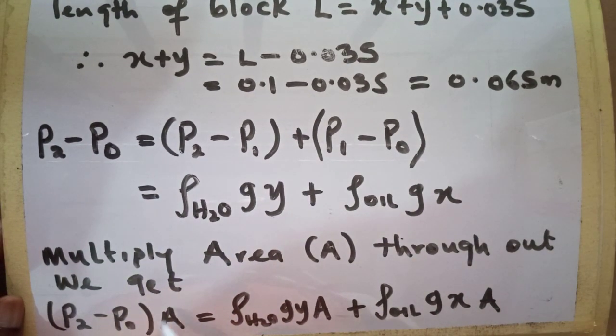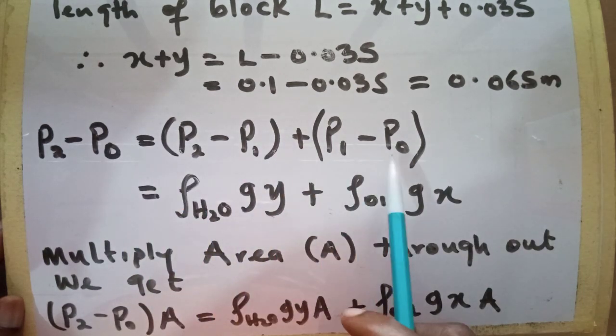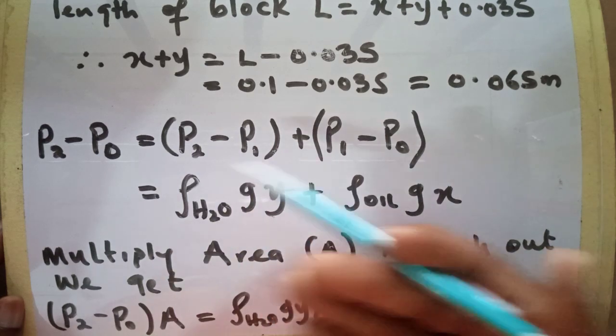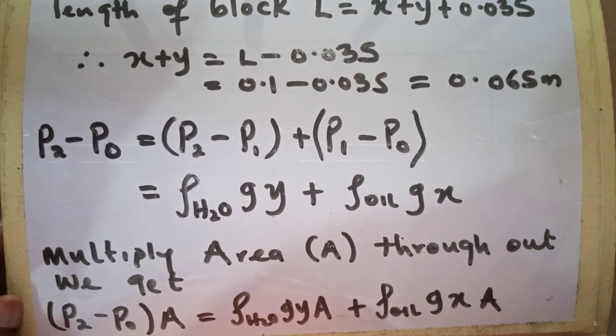(P2 minus P0) A. That's multiplying A to this. We also need to multiply A to this, A to this. That's A will come here, A will come here. A is the area of the block. So we have density of water, g Y A, plus density of oil, g X A.